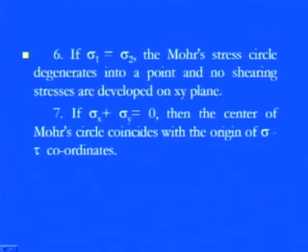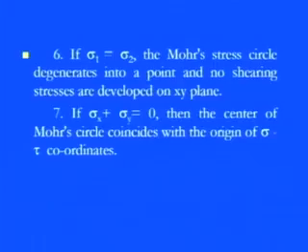And the second case, if sigma x plus sigma y is 0, meaning the total summation of both, where one is tensile and one is compressive, and the effect of the normal stress component is 0, then the center of Mohr's circle coincides exactly with the origin of the sigma and tau coordinates.